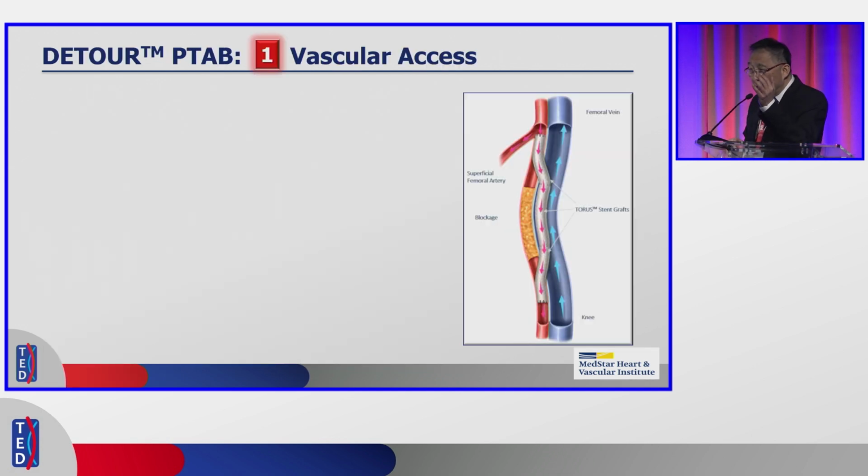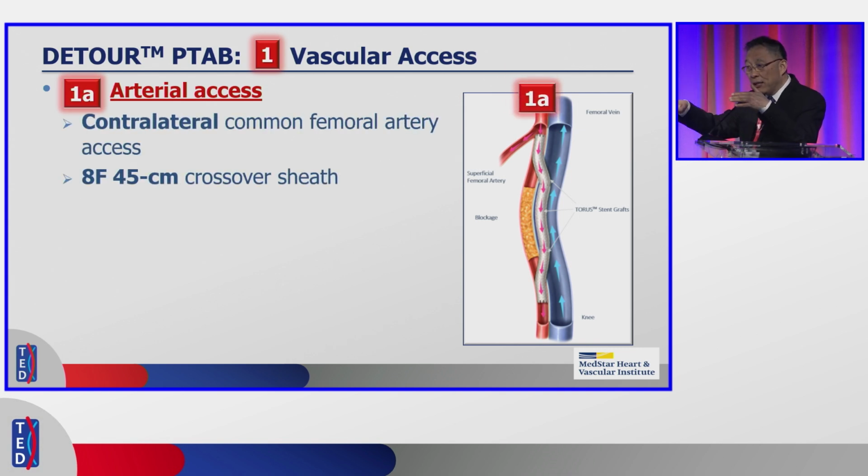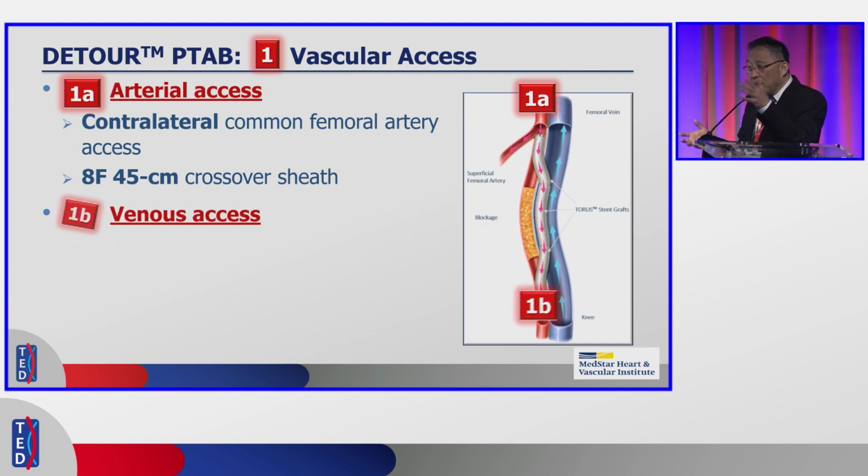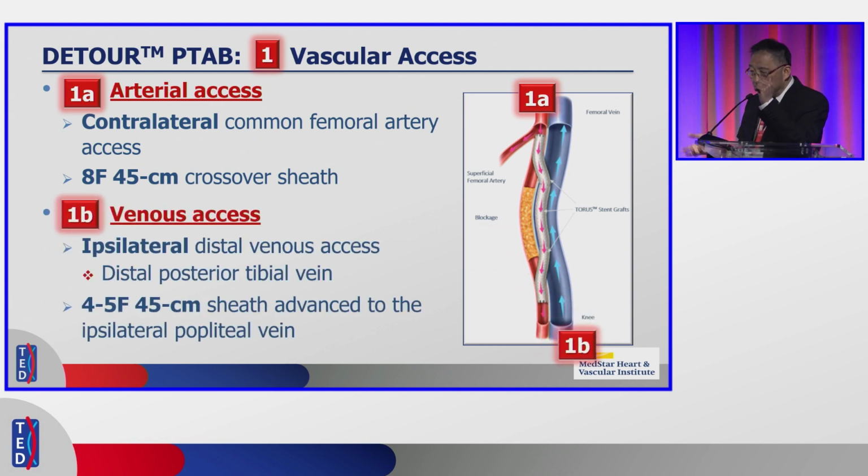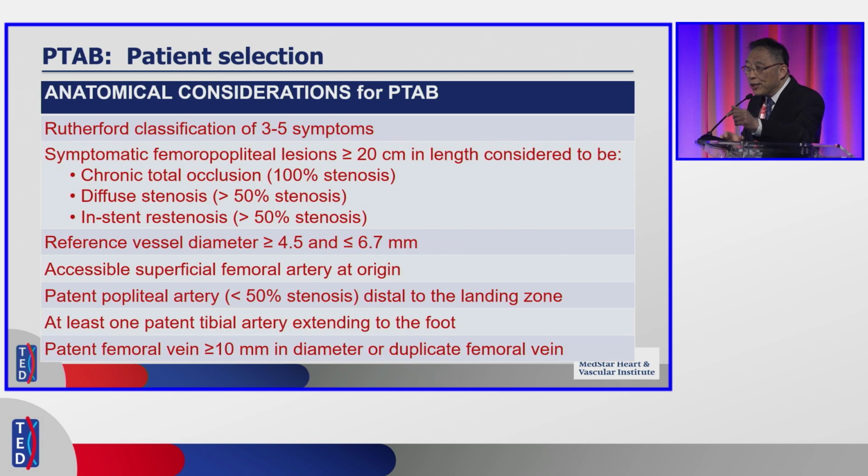So the first thing we do is vascular access, and basically it's twofold. 1A is antegrade arterial, and typically I put in a crossover 8 French 45 cm sheet. Then the second thing is you access from the leg, distally, in front of the veins, and typically I just put in a 4 French or 5 French 45 cm sheet, and you put the sheet all the way up to the popliteal vein. So that's your distal; proximal is up in the common femoral artery.